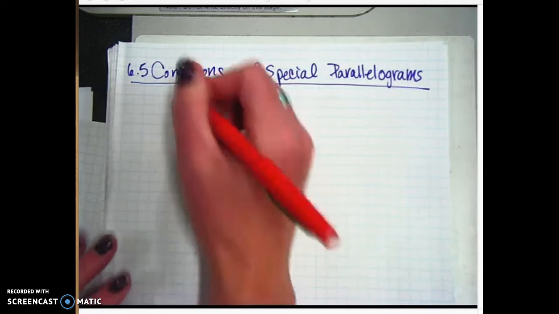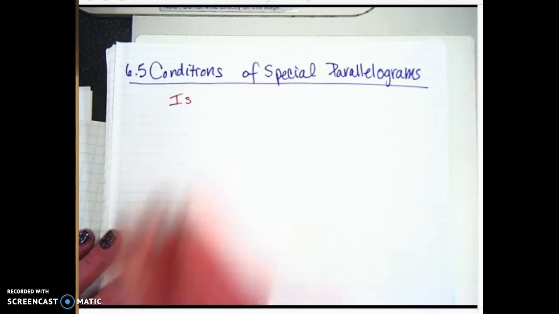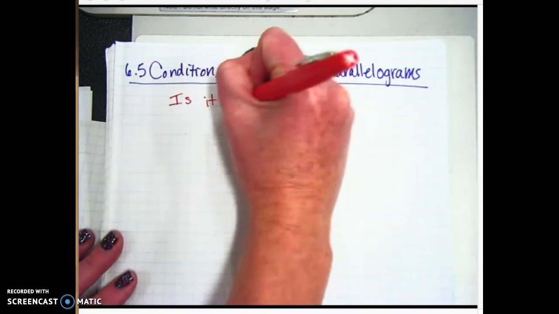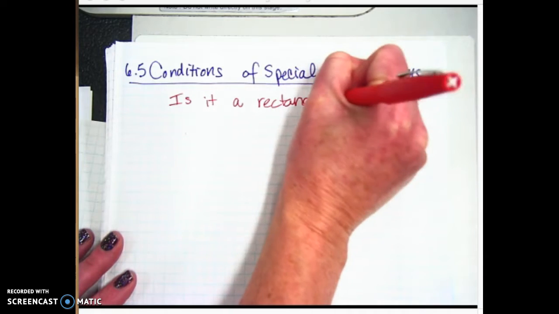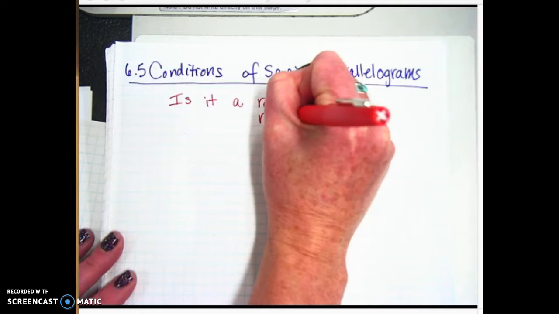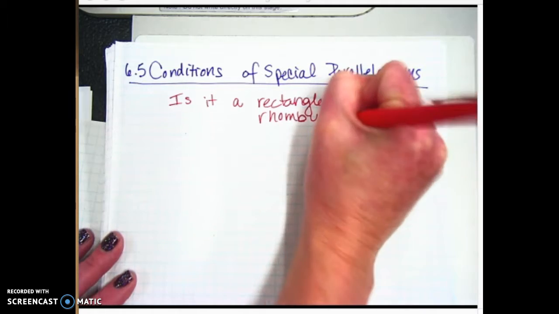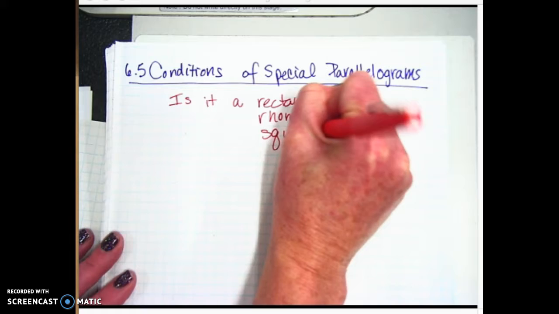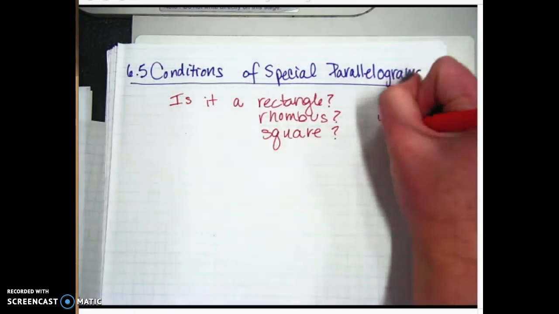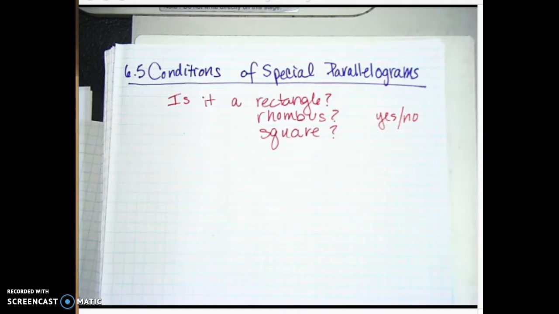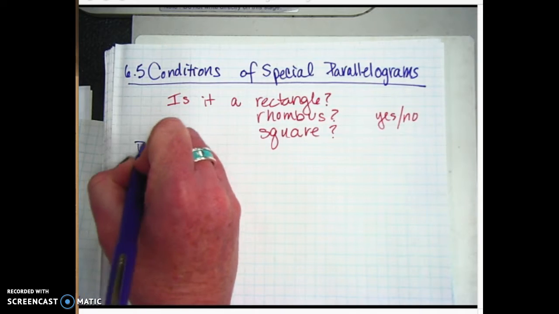All we're going to do is look at a figure, look at the information they give us about the figure, and decide: is it a rectangle? Is it a rhombus? Is it a square? Does it meet the qualifications? Then you're going to say yes, it meets the qualifications, or no, it doesn't, and maybe you need just one more thing in order for it to meet the qualification. Okay, so let's talk about the rectangle first.